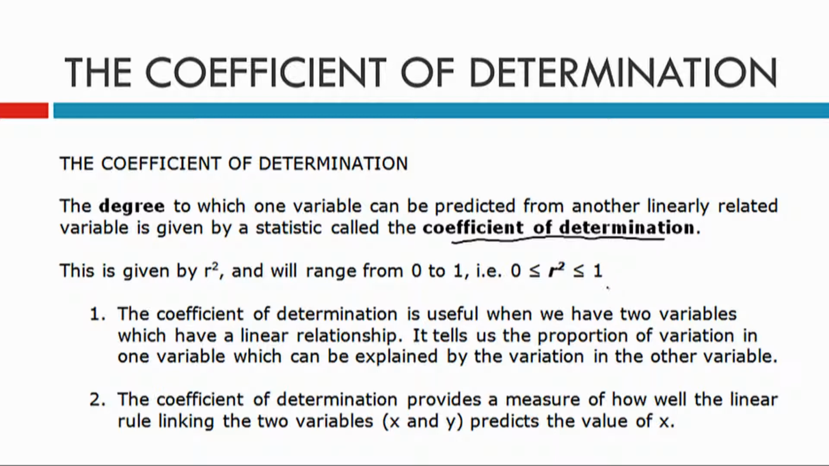And because we're squaring something less than 1, it's always going to be between 0 and 1, all the time. It's useful when we have two variables which have a linear relationship. It tells us the proportion of variation in one variable which can be explained by the variation in the other variable. It also provides us a measure of how well the linear rule linking the two variables x and y predicts the value of x.